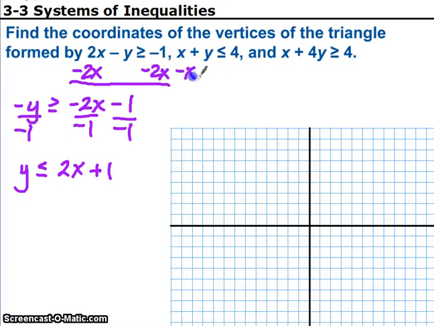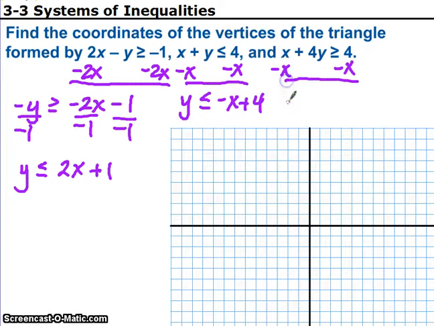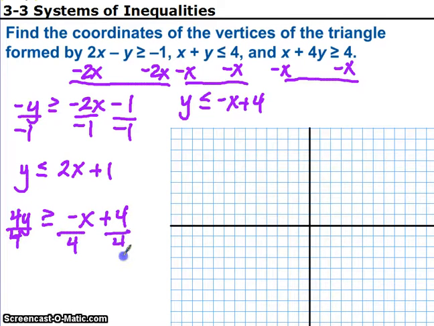Alright, this one, all I have to do is subtract x, and I get y is less than or equal to negative x plus 4. And this one I need to subtract x. That gives me 4y is greater than or equal to negative x plus 4. I'm going to divide by 4. And y is greater than or equal to negative 1/4 x. There's always that 1 in front, and you can just pull it off like that, plus 1.